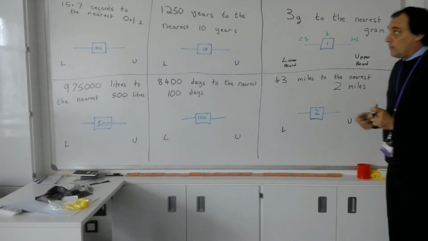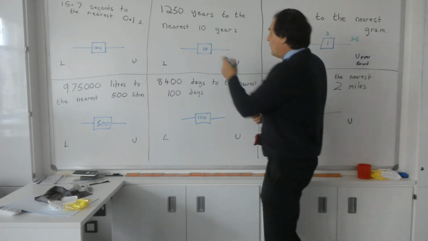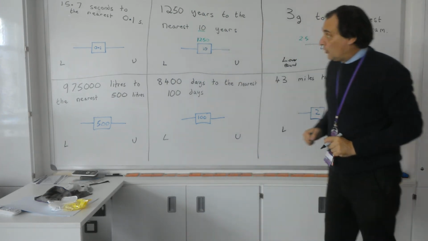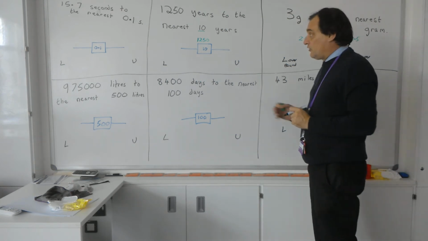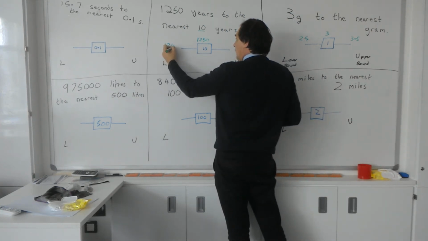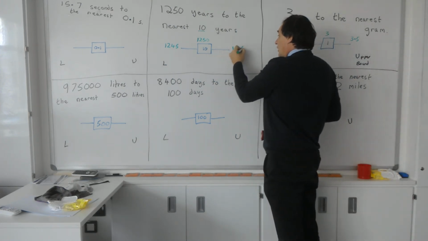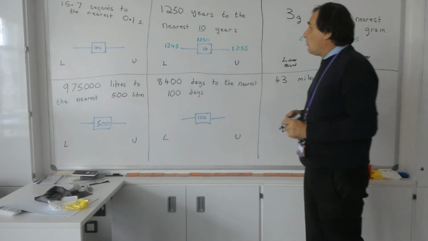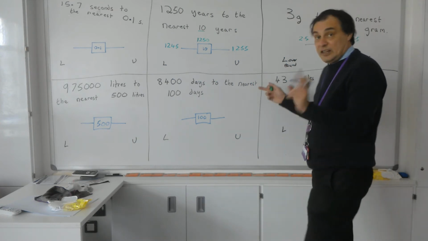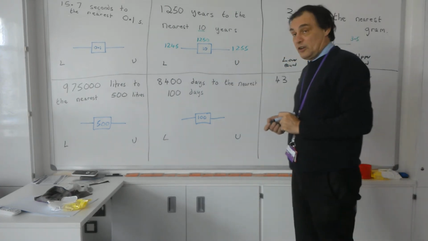So let's have a look at another one. Supposing I had something like 1250 years to the nearest 10 years. So I'll put my 1250 in the middle, and this is the nearest 10 years. I've got my 10 in the middle box there. Half of 10 is 5, so my lower bound will be 5 away from 1250. So the lower bound will be 1245. And my upper bound, I go 5 up, which is half of 10, will be 1255. So lower bound 1245 years, upper bound 1255 years. If you look again, the difference between these two numbers is in fact the 10, so that's a check to make sure you've got it right.